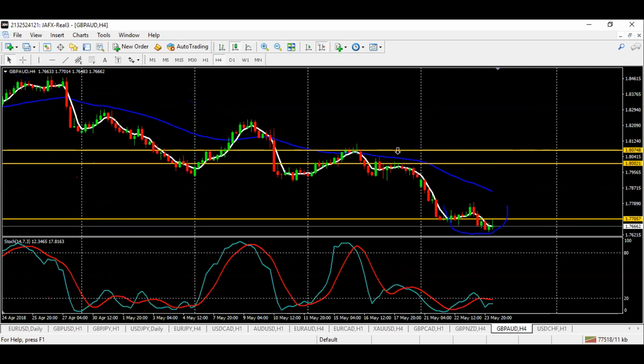The 50 and the 4 EMAs: when the 4 crosses the 50 and they connect and touch on the way down, you sell. When the 4 crosses the 50 moving average on the way up, you buy. Simple as that. It's in the videos.